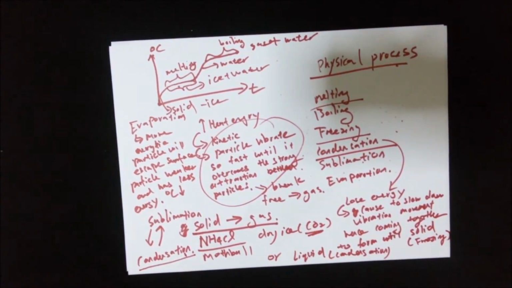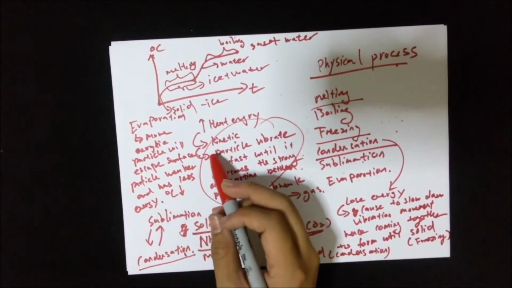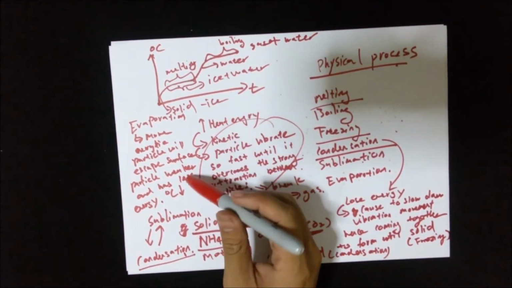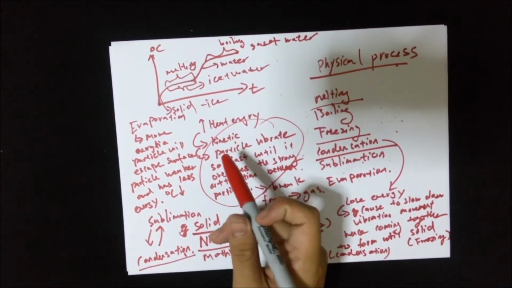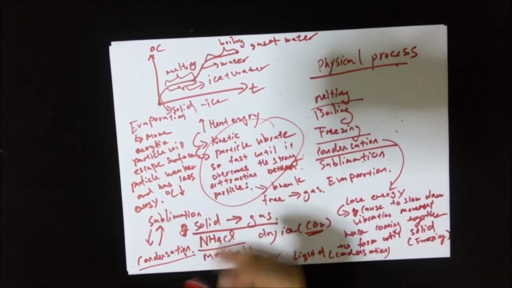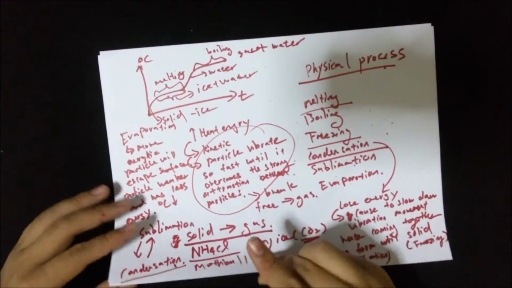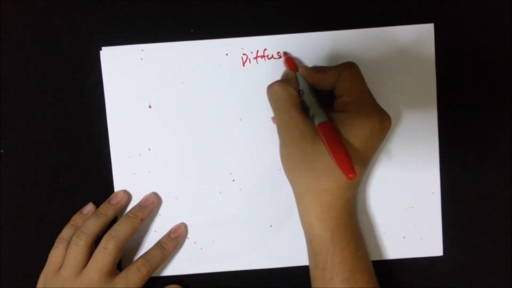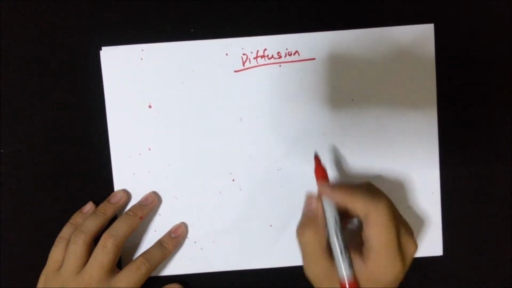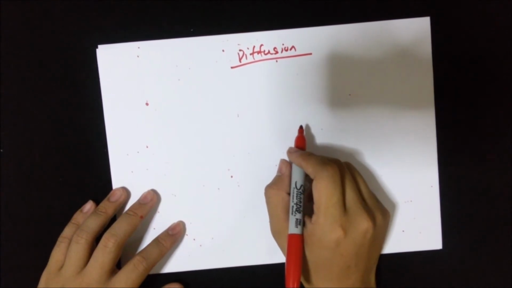So with that, we have come to the end of the first chapter, which is basically kinetic particle theory. However, there's one last part that I need to go through. The last part for this chapter is actually diffusion. Diffusion is something that you might learn in bio, but it's also needed in chemistry.